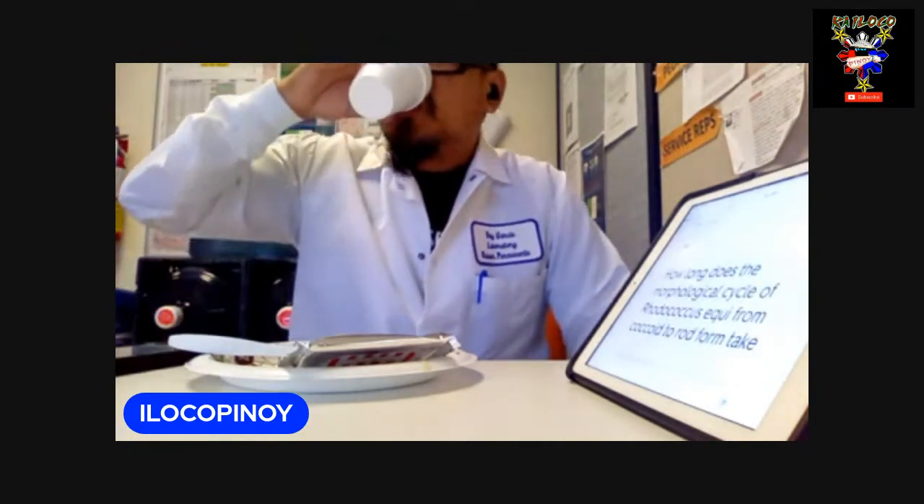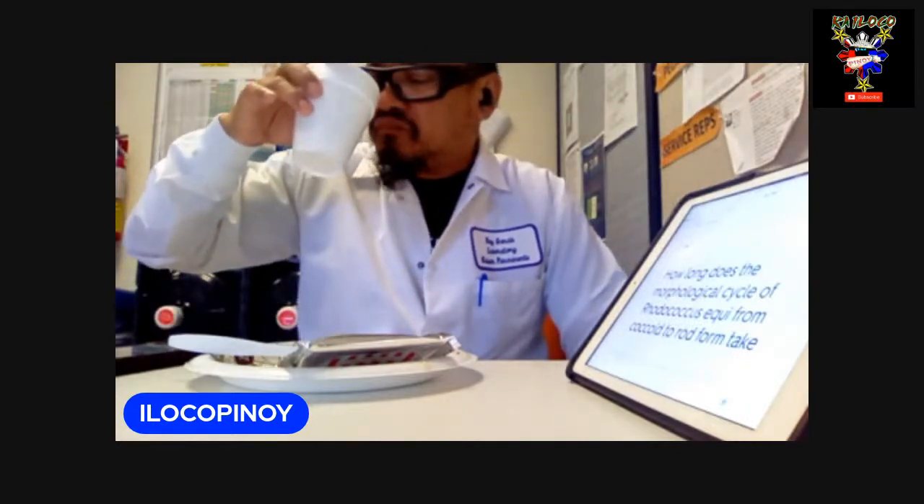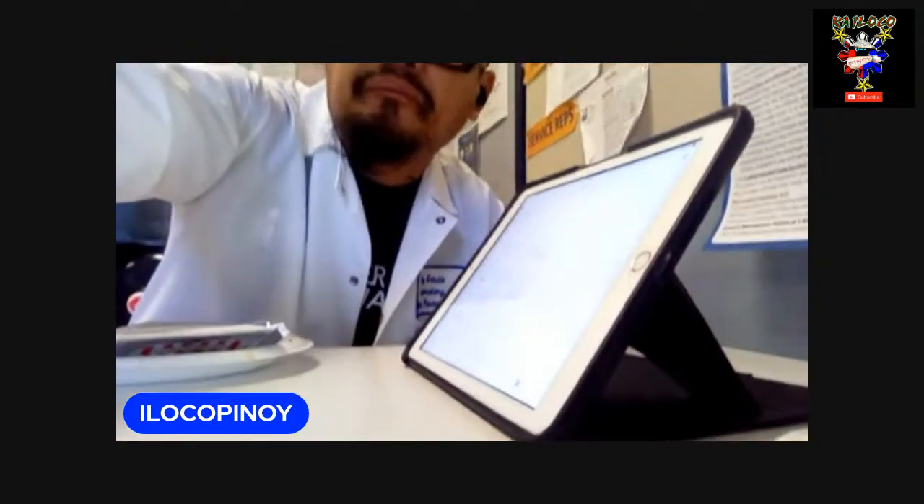How long does the morphological cycle of Rhodococcus equi from coccoid to rod form take? 24 hours. J chain. IgM and IgA. The port wine color of some urines can be attributed to which of the following? Porphyrins.